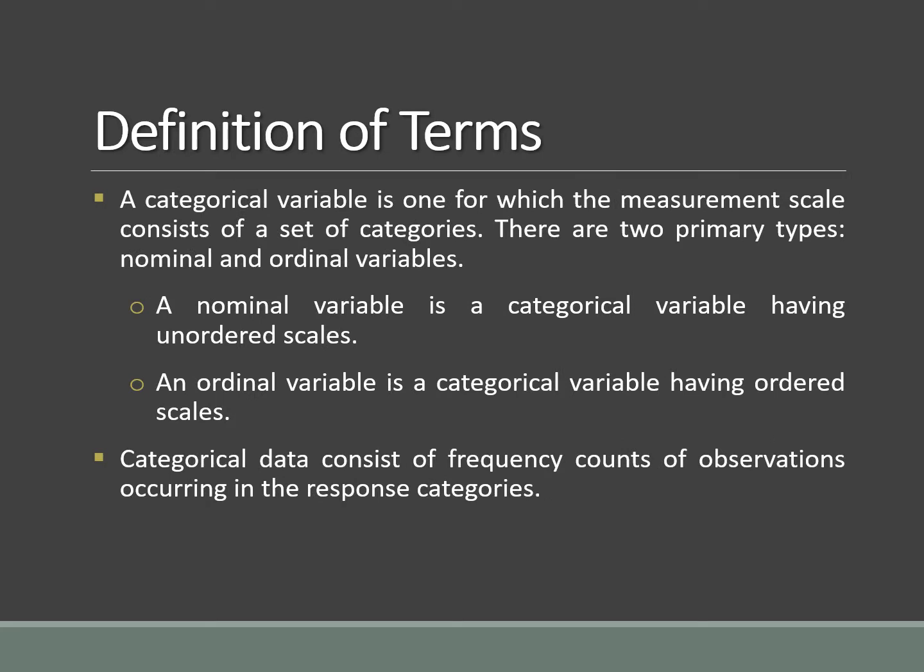So now, let's define some of the basic terms that we need in categorical data analysis. A categorical variable is one for which the measurement scale consists of a set of categories. There are two primary types of categorical variable, the nominal and the ordinal variable. A nominal variable is a categorical variable having unordered scales, while an ordinal variable is a categorical variable having ordered scales. Categorical data consists of frequency counts of observations occurring in the response categories.